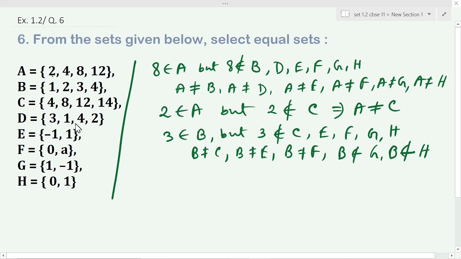Also, look at the elements of B, that is 1, 2, 3, 4, and the elements of D, it is also 1, 2, 3, 4. Therefore we can say that B equals D.